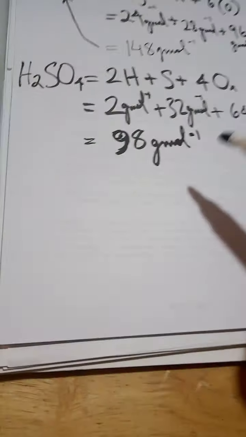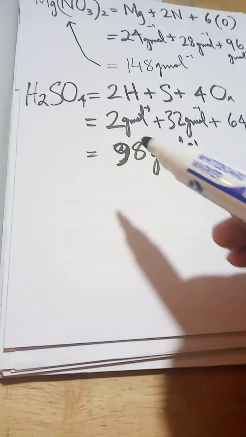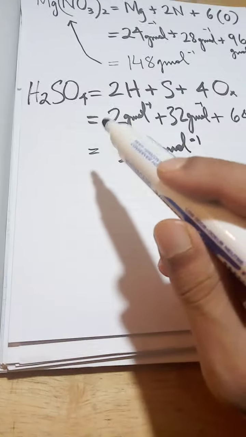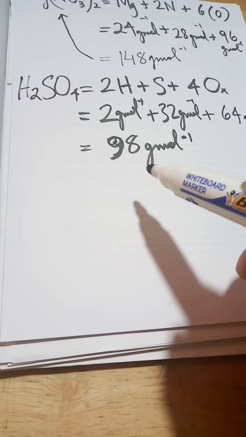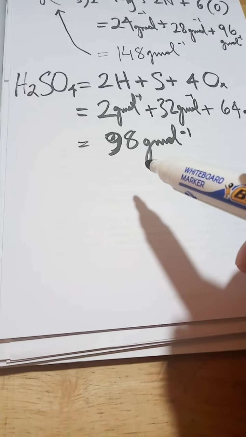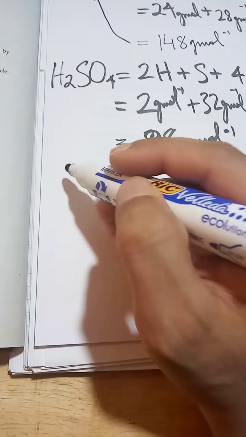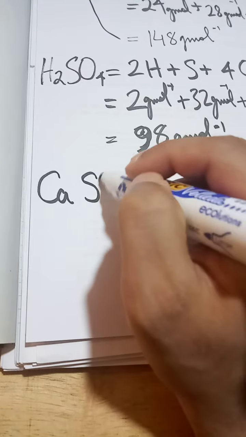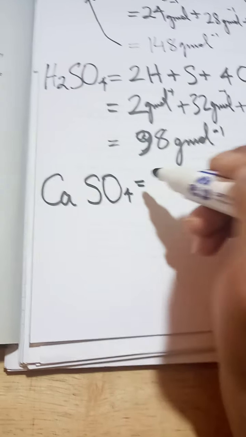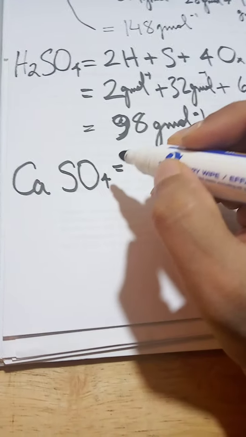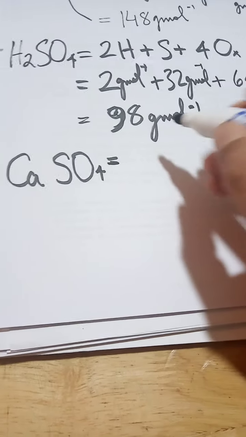grams per mole, which means 98 grams of pure sulfuric acid would constitute 1 mole of sulfuric acid, and it would contain the Avogadro number of sulfuric acid constituents. So the next one is calcium sulfate. I'm sorry about the sulfate repetition, but I have to. So I'll do copper sulfate next.